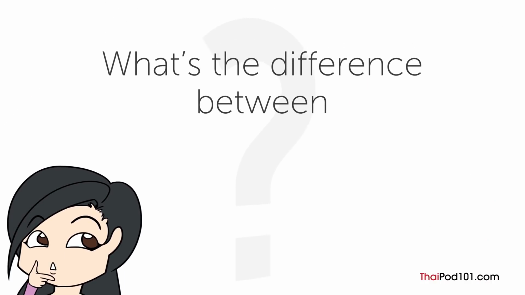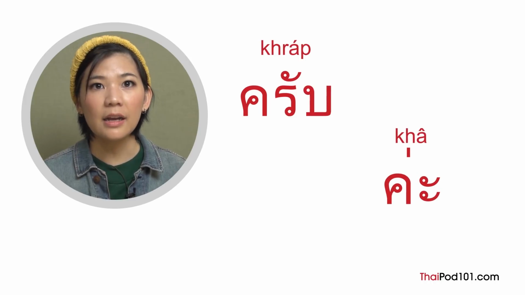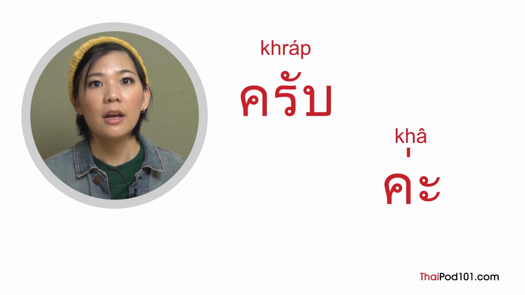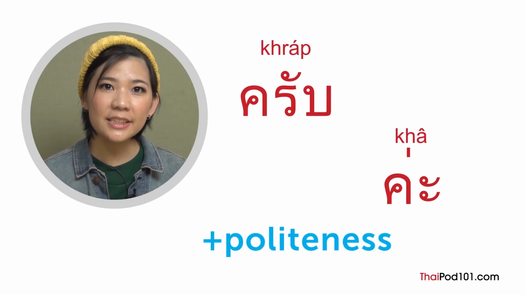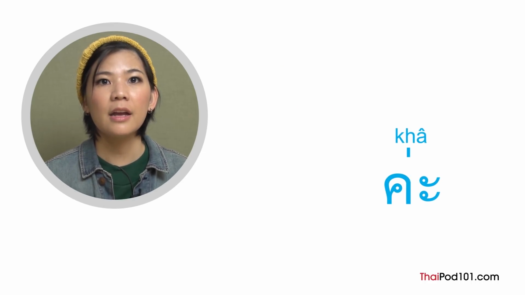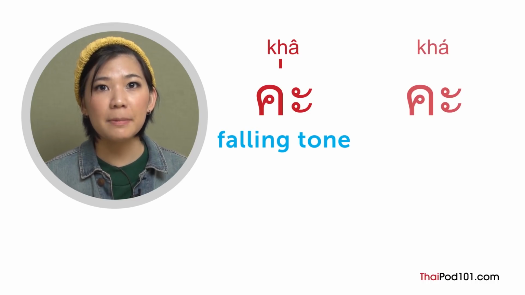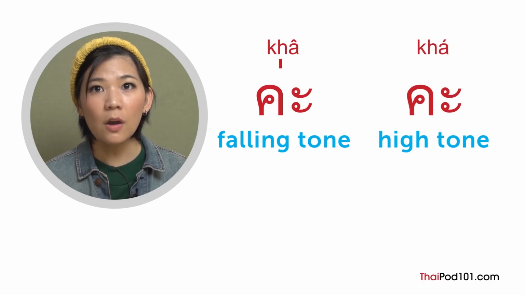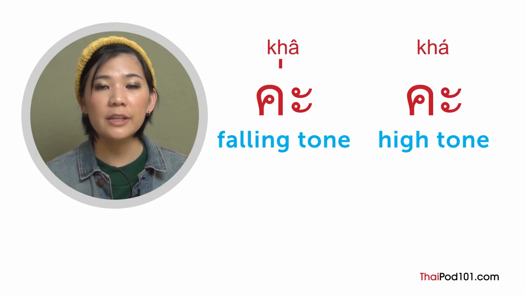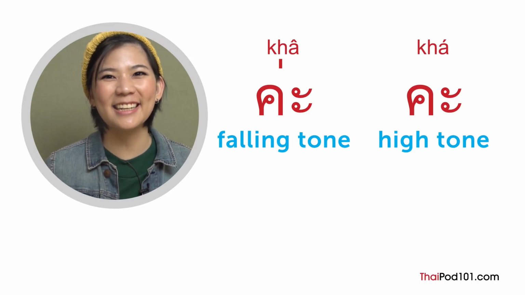The question for this lesson is, what is the difference between ka and ka? As you may already know, krap and ka are used after sentences to add politeness. In this lesson, we'll focus only on the female version, ka. In Thai writing and speaking, there are 2 tones and spelling of this word. Depending on the tone, we use the word differently. It's very simple and easy to understand, so let's begin.